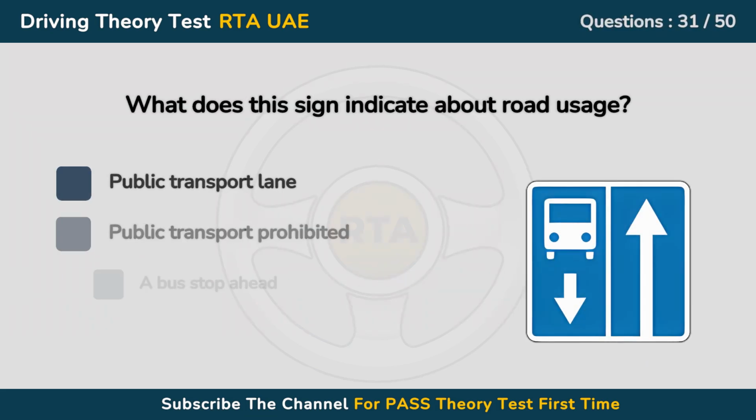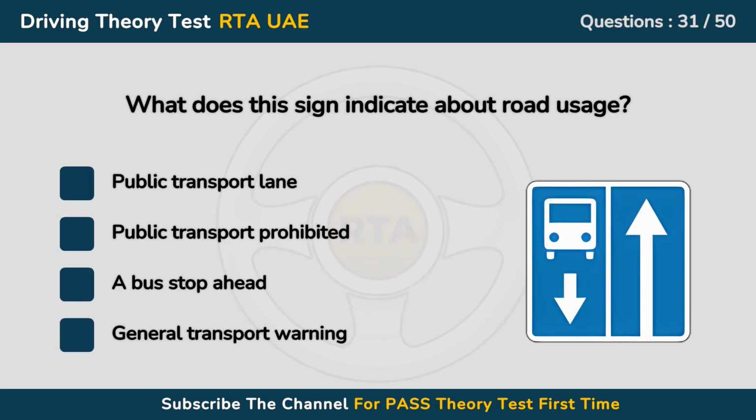Question 31. What does this sign indicate about road usage? A. Public transport lane. B. Public transport prohibited. C. A bus stop ahead. D. General transport warning.